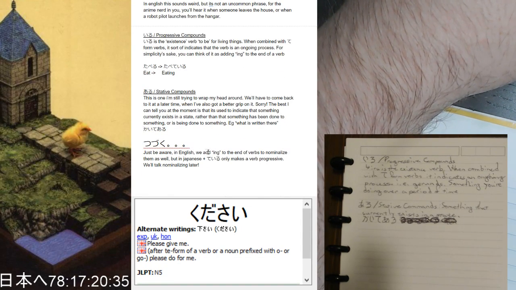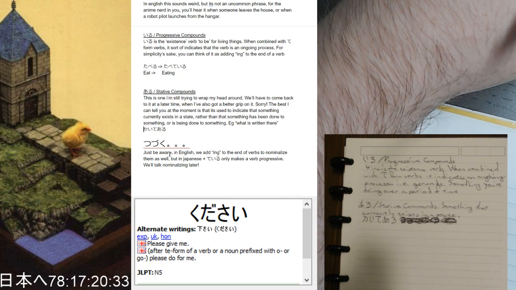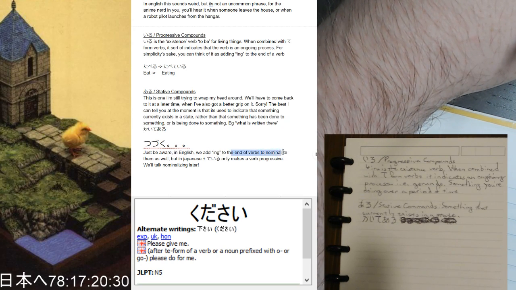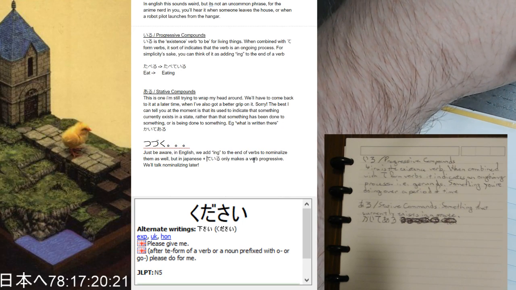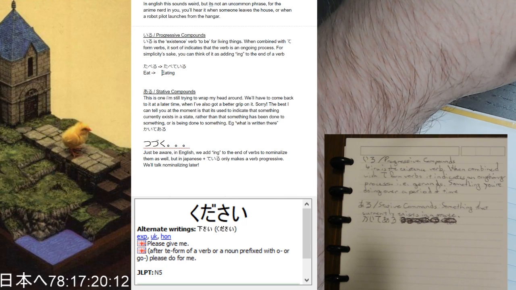Be aware with iru. When we add -ing in English, we can also mean to nominalize a verb. But when we do te iru in Japanese, we are not nominalizing a verb. We are only making a verb progressive. So te iru makes a verb into eating, but that doesn't make it into the concept of eating. It does not make it into the noun eating. It does not nominalize it like it does in English.